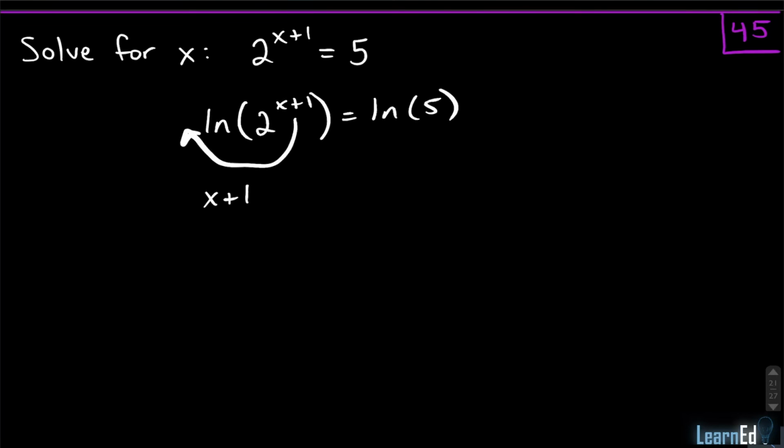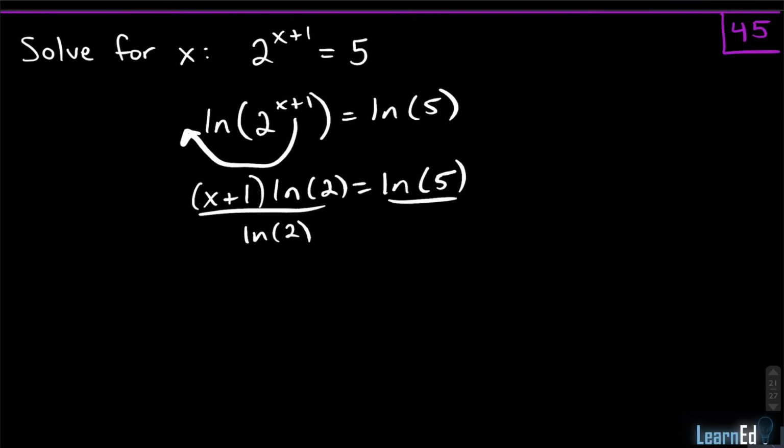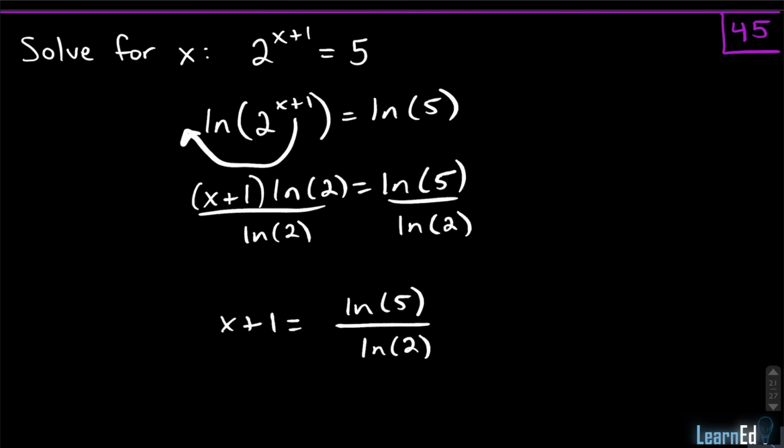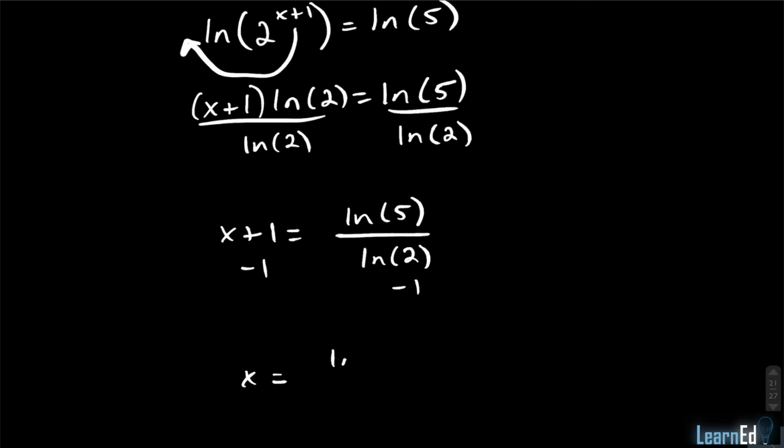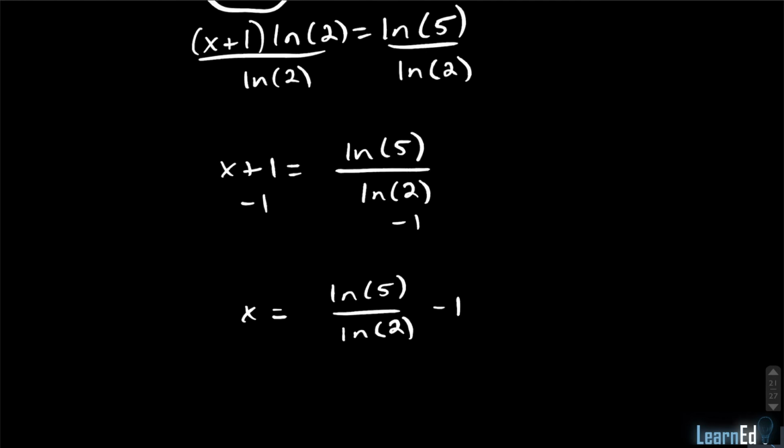So this is x plus 1 times the natural log of 2, and that's equal to the natural log of 5. Why this is so nice is because now you can just divide the natural log of 2 on both sides, and you get x plus 1 equals natural log of 5 over natural log of 2. When you subtract 1 on both sides, you get x is equal to natural log of 5 over natural log of 2, minus 1. And that's your answer.